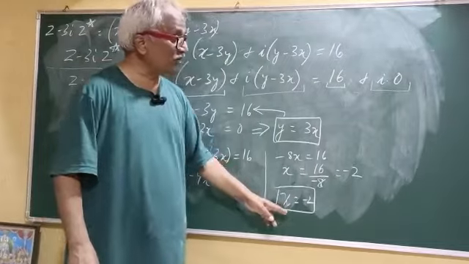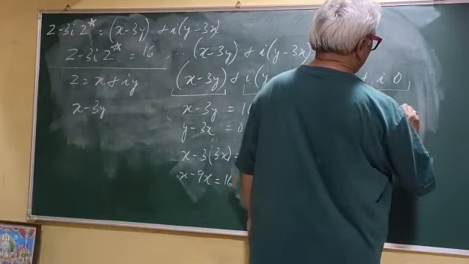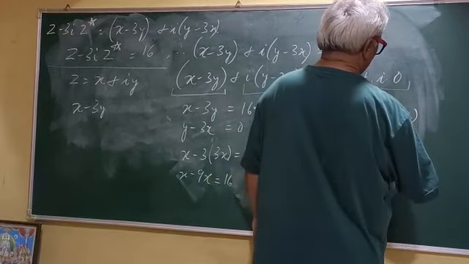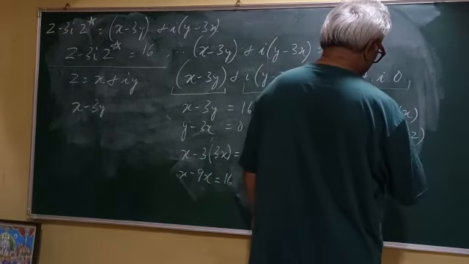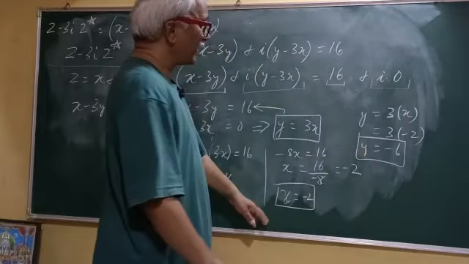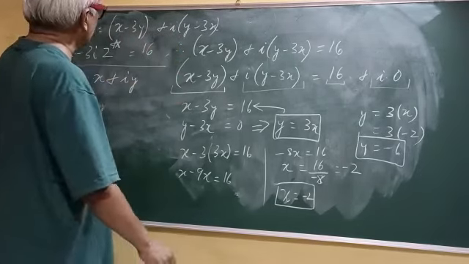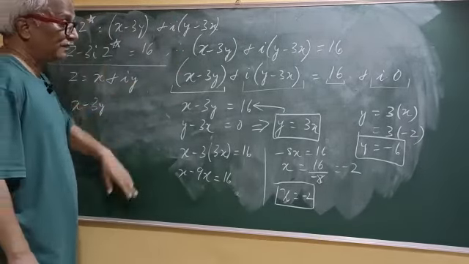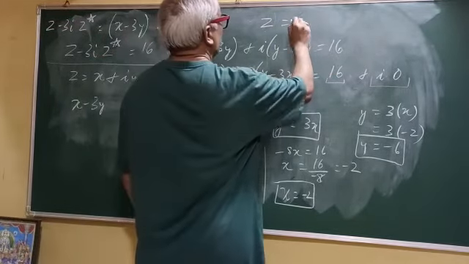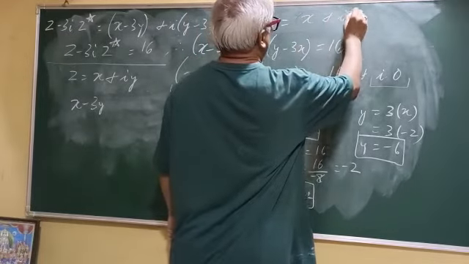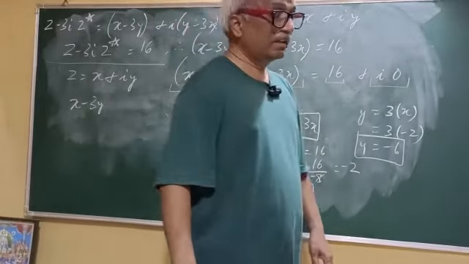Now if x is negative 2, y is 3x. So y will be 3 times negative 2, which is negative 6. So my x is negative 2 and y is negative 6. So my root of this equation, z minus 3i z star equals 16, is z equals x plus iy, where x is minus 2 and y is minus 6.